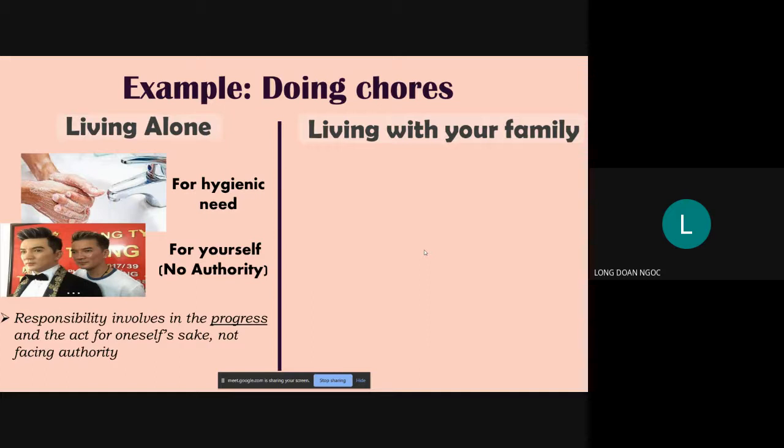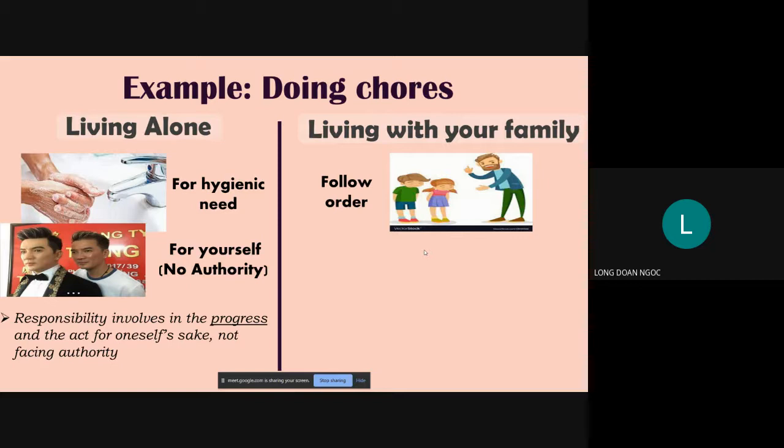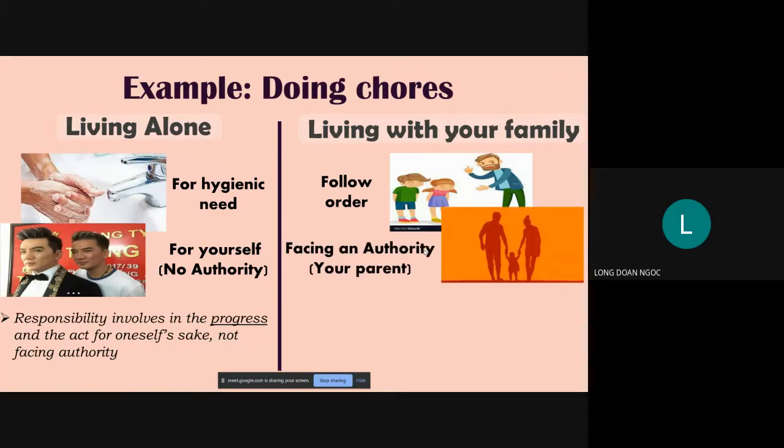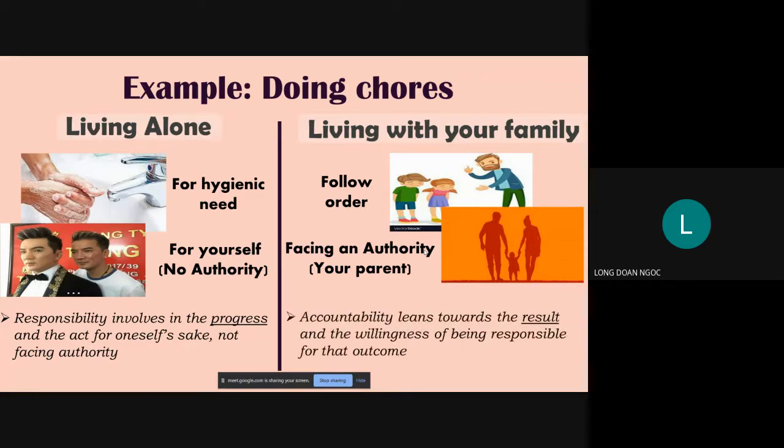In the second scenario, you are living with your family. Your parents have you do the housework, so you are assigned with informing your mom and dad that you have completed the housework after doing it. In this case, you face an authority, which is your parent, and consequences for not doing the housework or doing it badly. So, the willingness of you to be responsible for the housework after doing it and take account to your parent, which is an authority in this case, is called accountability.